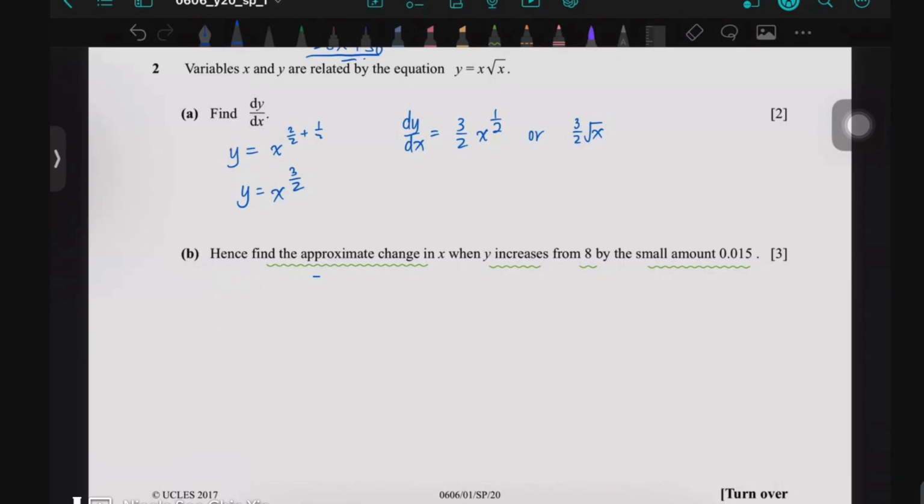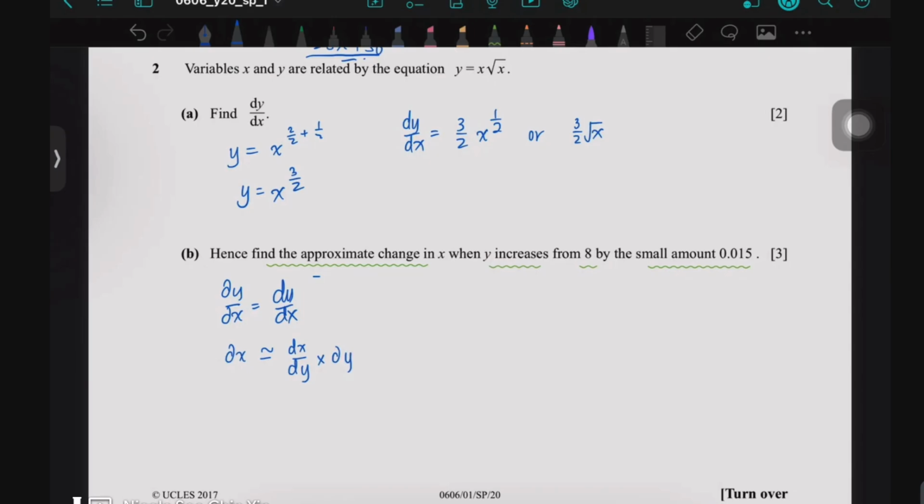So that means they want you to work out delta x, the approximate change, with your delta y. So in other words, you look at the formula, there will be delta y over delta x equals dy/dx. Now the question is asking you to find the approximate change of delta x, so we're going to change the sequence. So delta x will be approximately dx over dy multiplied by delta y.